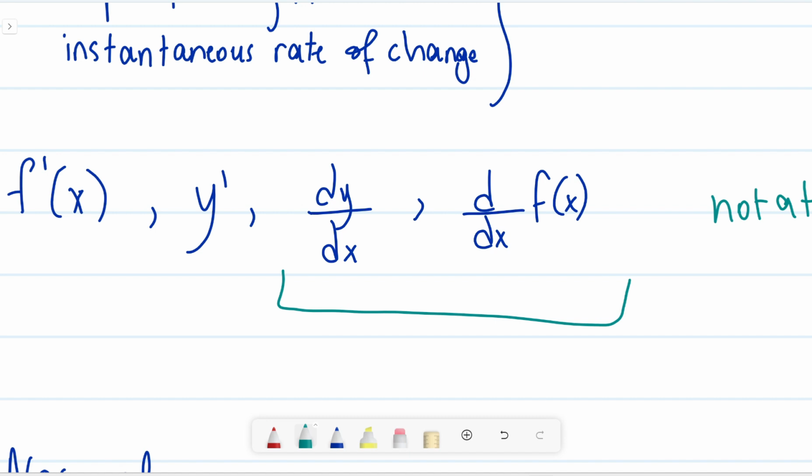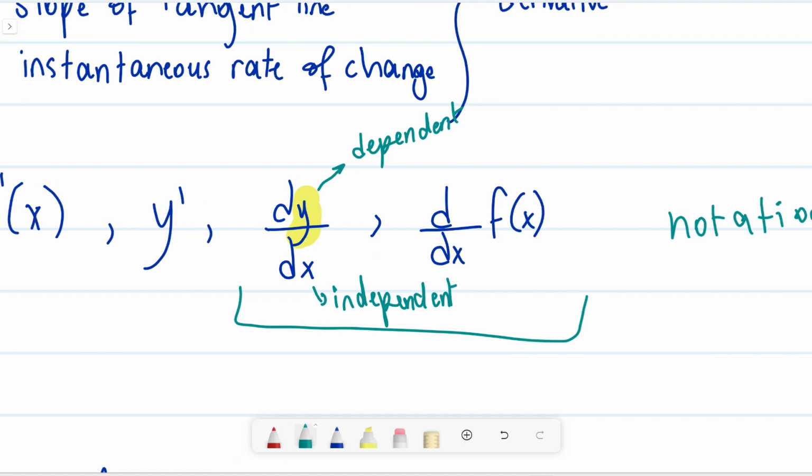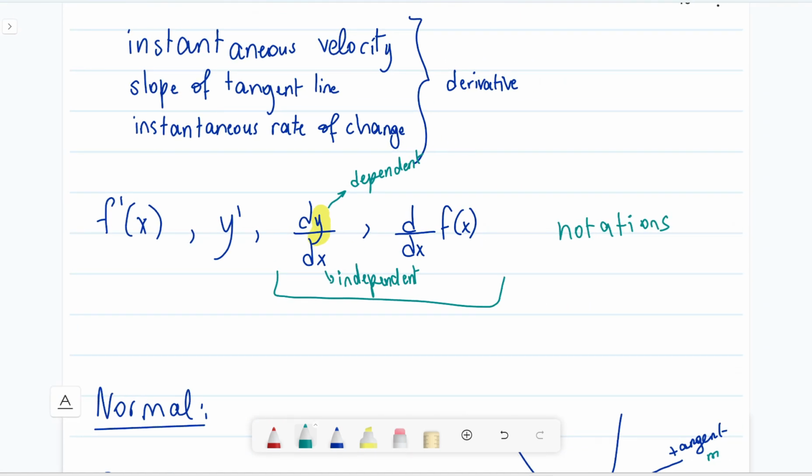You don't need to know what they're called, but one thing to know about them is that the variable up here is the dependent variable, and the variable down is the independent variable. When we are taking the derivative, we are taking it with respect to the variable that's written down here. In case you're not used to it now, you will get used to the notations with practice, so don't worry about that much.